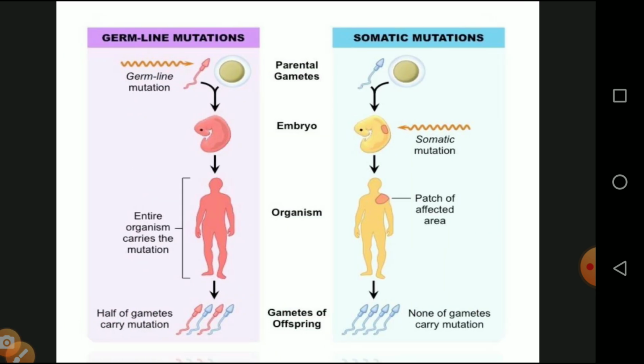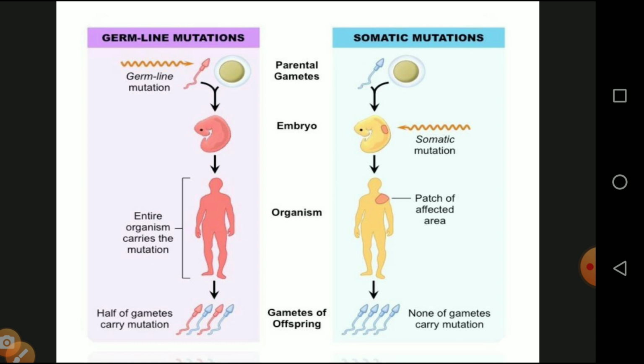And this is the diagrammatic representation of germline mutation and somatic mutation. The germline mutation takes place in the sex cells, the sperm cell and egg cell. The somatic variation takes place in the body cell, in patches of this area, which gives the idea that no gamete carries it to the next generation.